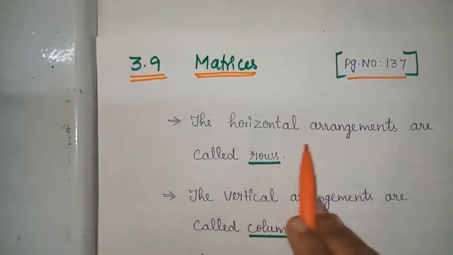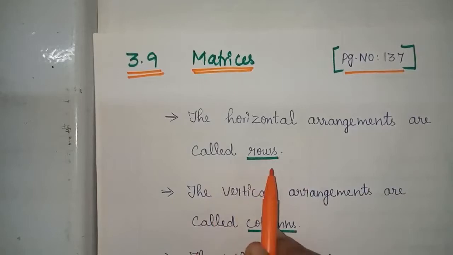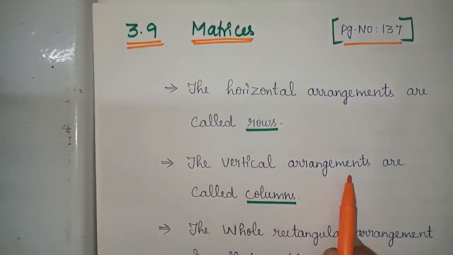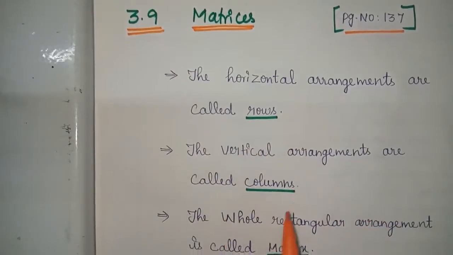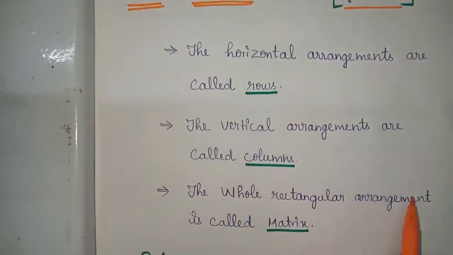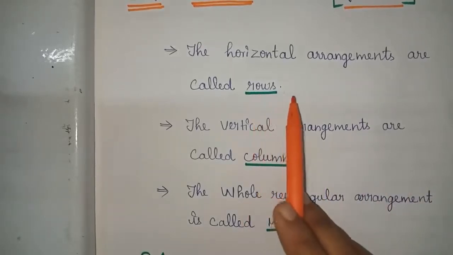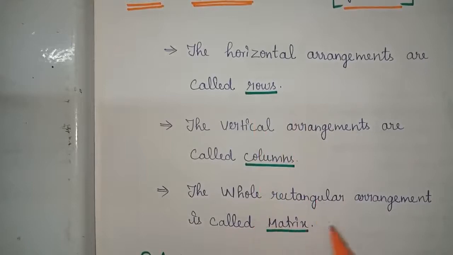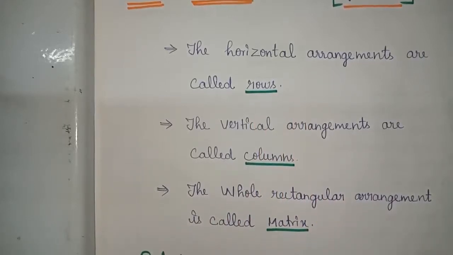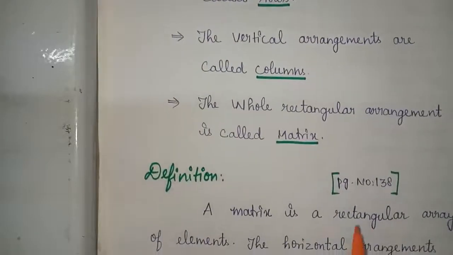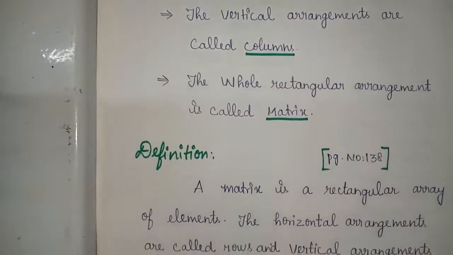So the horizontal arrangements are called rows. The vertical arrangements are called columns. The whole rectangular arrangement is called a matrix. So a matrix is nothing but a horizontal and vertical arrangement of some numbers, represented as rows and columns. Then the whole rectangular arrangement is called the matrix. So let us see the definition. The definition is on page number 138.